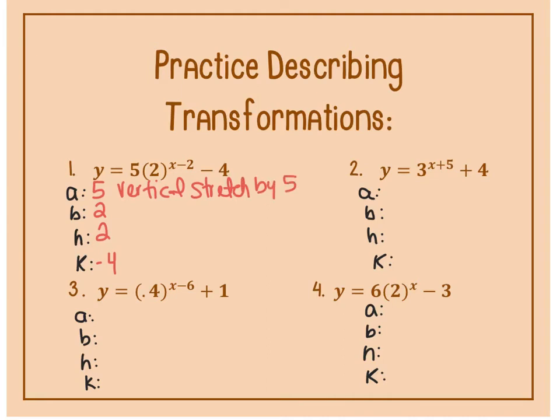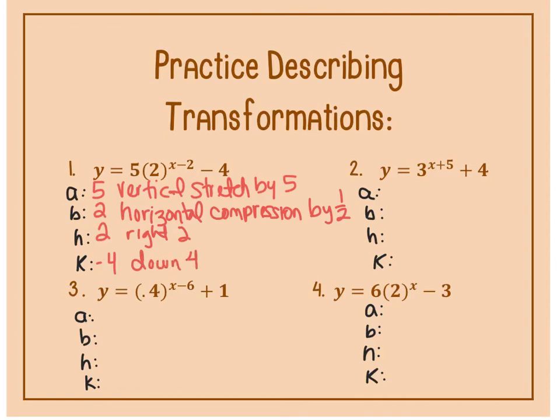B is a horizontal compression, and we always take the reciprocal of the number. So it's a horizontal compression by 1/2. H is a positive 2, and because H is a positive 2, it's going to go to the right 2. So if H is positive, that's after you change the sign, it went to the right 2. K is a -4, so this graph is going down 4.